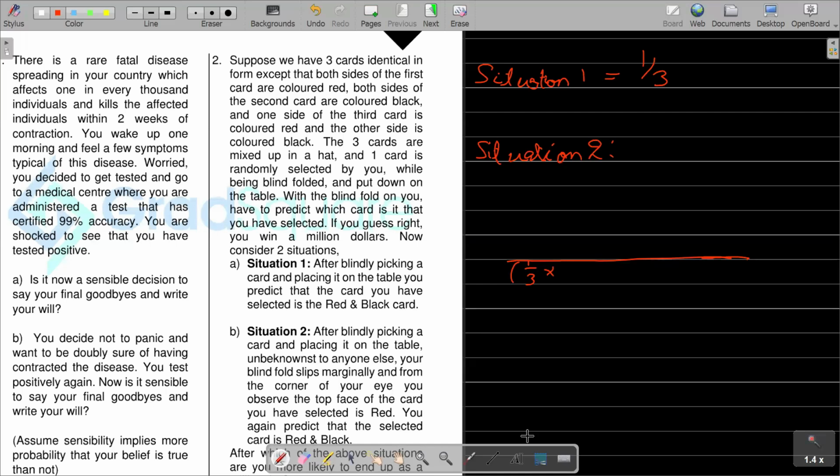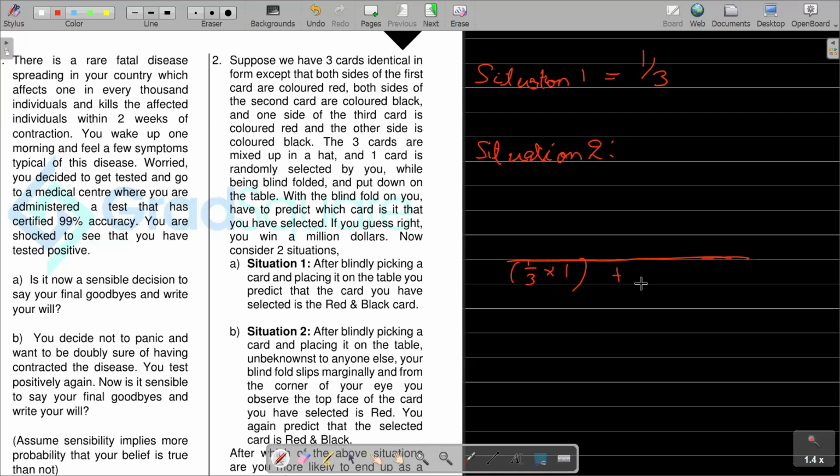Absolutely right. The answer is 1, because there's a condition on the probability. The condition is that I have selected that card in which both sides are red. So the probability of the face which is facing me being red is 1, because either of the faces facing me will be red. So 1/3 into 1 is the case where the condition is that I have selected the card in which both faces are red.